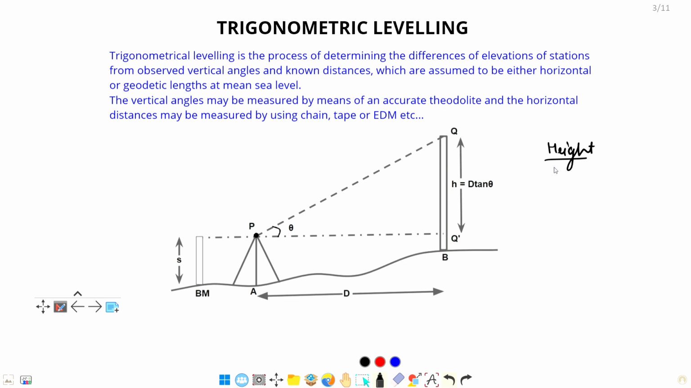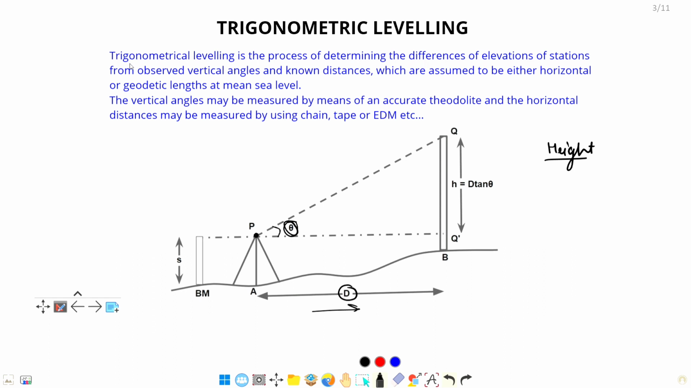We will calculate height, but here we will make use of linear measurement and angular measurement both, and with the help of these two we will calculate the height of a point, or we can say height of a tower, RL of a point at some height. So we can do both things.